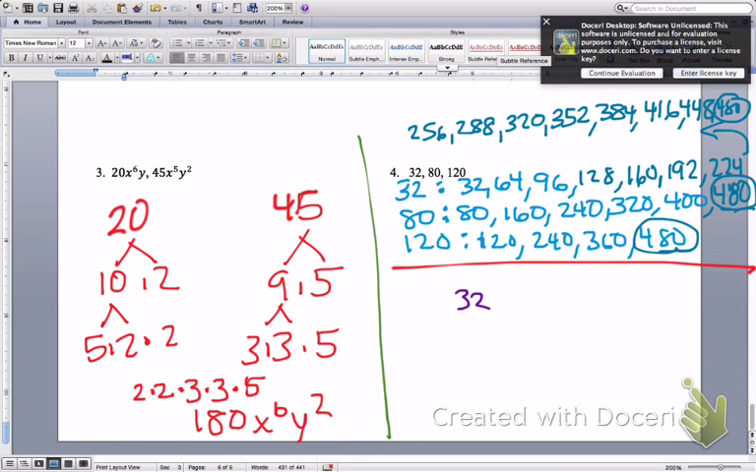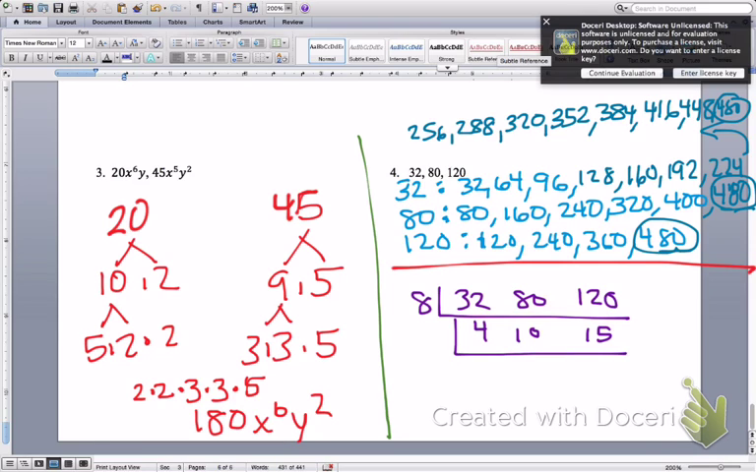So I'm going to go 32, 80, and 120. And I can tell that these are divisible by 8. So I'm going to divide by 8. That's 4, 10, and 15. I'm going to now divide by 2, which gives me 2, 5, and 3. Now, for the LCM, you're allowed to do the following, which is continue one step further.